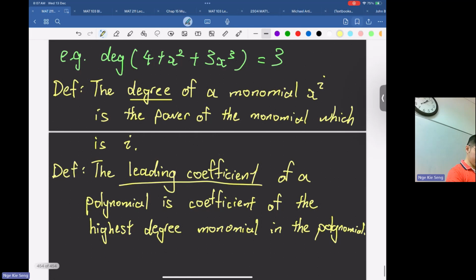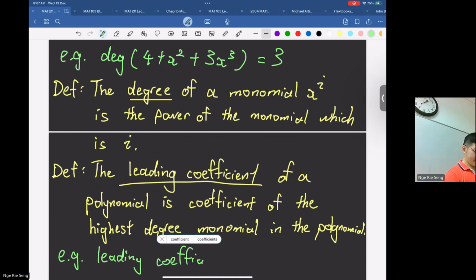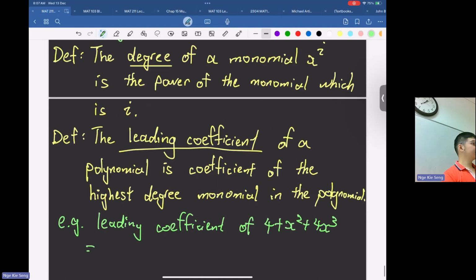Okay. So for example, what's the leading coefficient of 4 plus x squared plus 4x squared? So what's the leading coefficient here? You look for the highest degree monomial, and then you look at what's the coefficient. So what's the coefficient here, Brandon? 4. Okay, so it's 4.